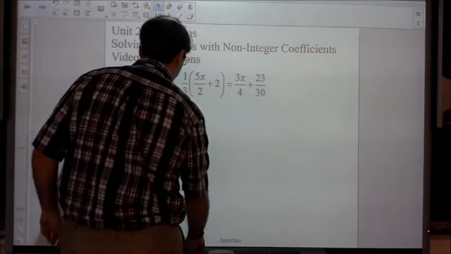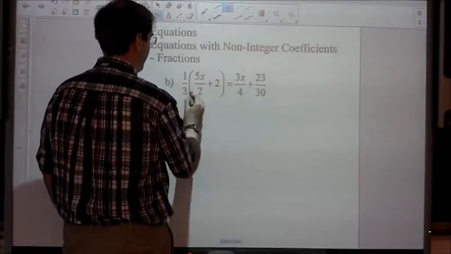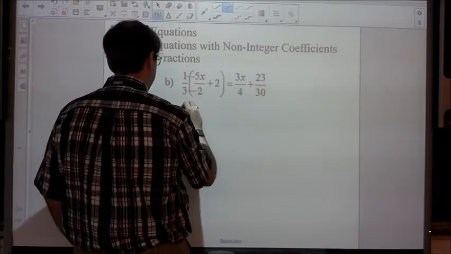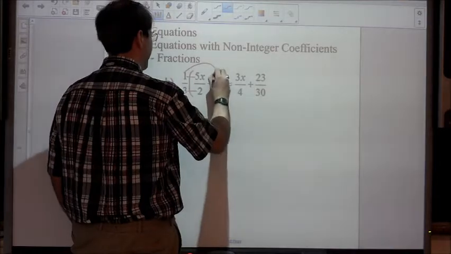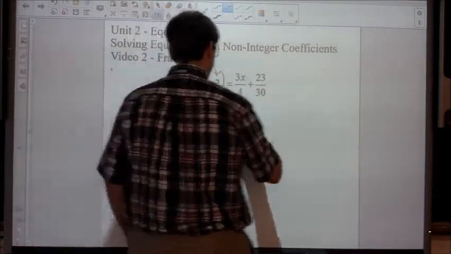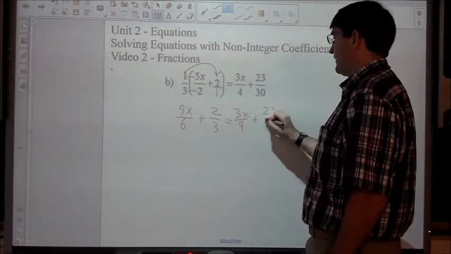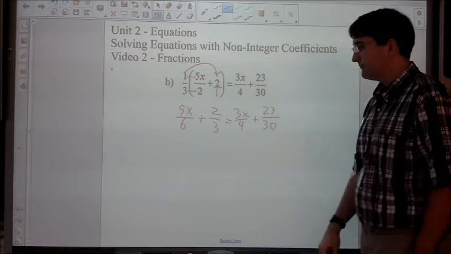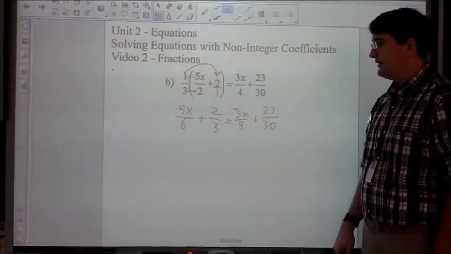So I need to take that 1/3 and multiply it across. 1/3 times 5/2. Remember, I just multiply straight across. I get 5x over 6. And then I multiply it to the 2 over 1, and I get 2/3 equals 3x over 4 plus 23 over 30. Now we have some big denominators, 6, 3, 4, and 30.